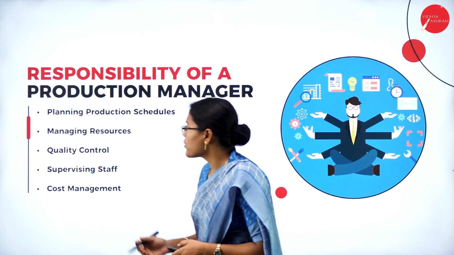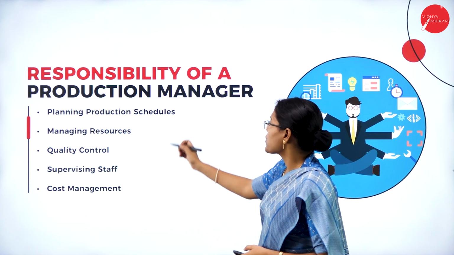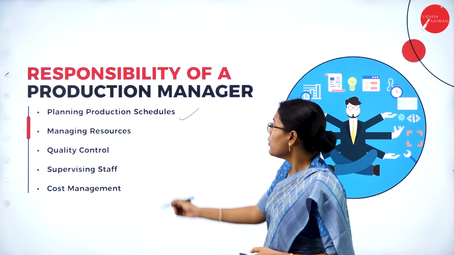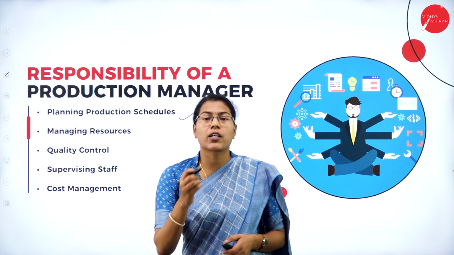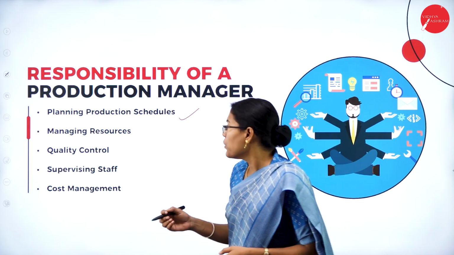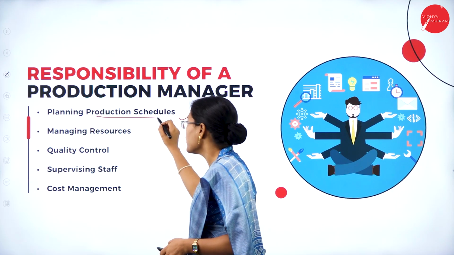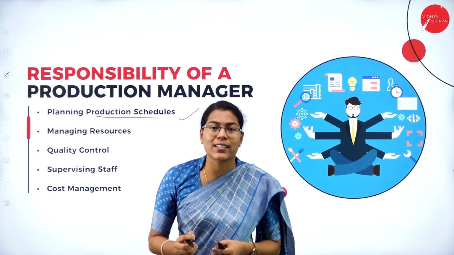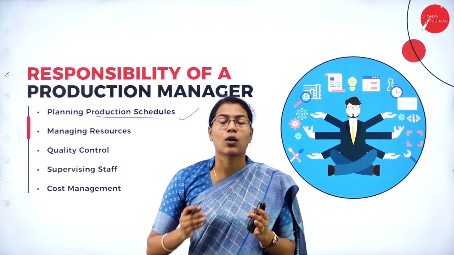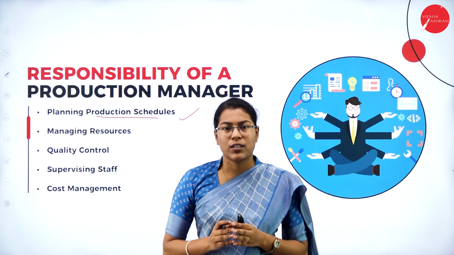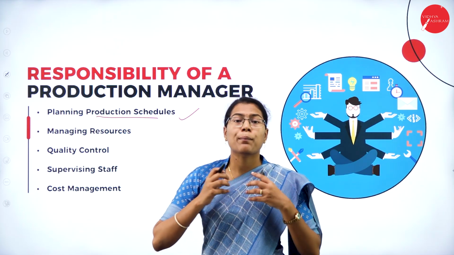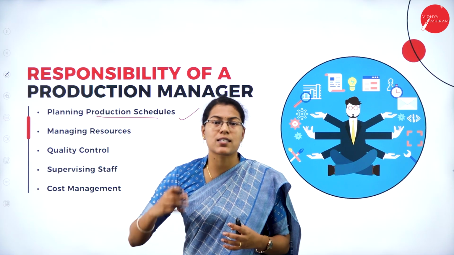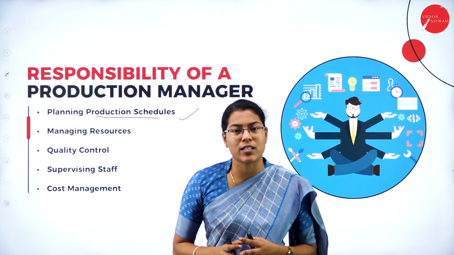First and foremost, we have planning production schedules. The responsibility of a production manager includes planning production schedules. That means he is the person who decides what the schedule of the production process should be. He is responsible for making the production process run smoothly and efficiently.